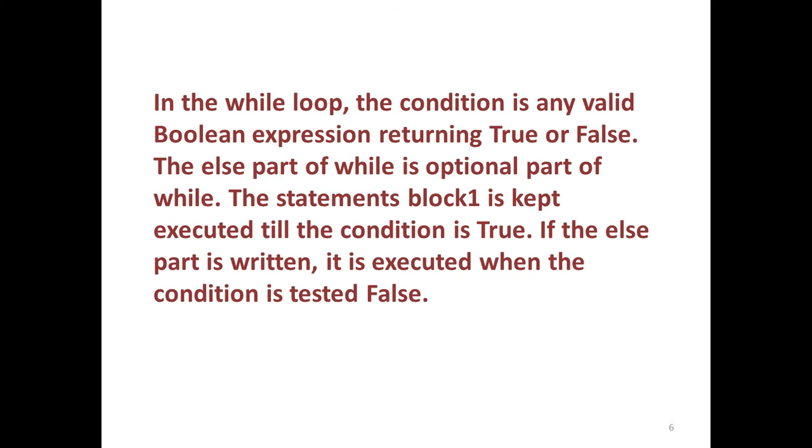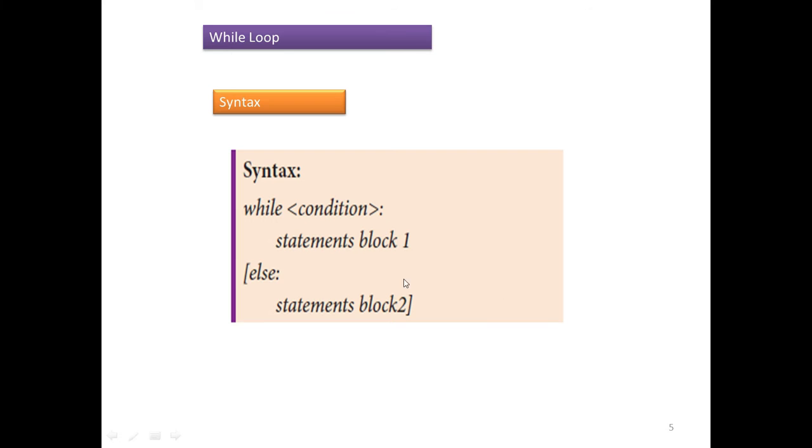Then how is it executed? In the while loop, the condition is any valid Boolean expression returning true or false. For example, we check if i is greater than 10 or age is greater than 18, like this. The else part of the while is an optional part. The statement block 1 keeps executing till the condition is true. If the else part is written, it is executed when the condition is tested false. You see the syntax, very simple. First check the condition. If the condition is true, it goes to block 1. If the condition is false, it goes to block 2.